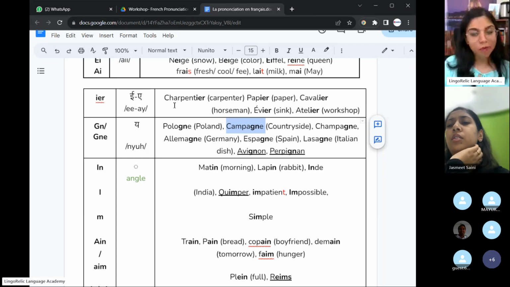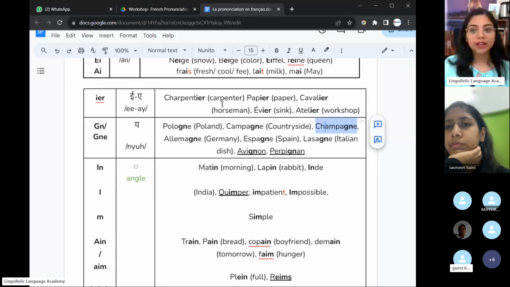Compagnie. Yes, Campagne. It has the "nye" sound. Campagne is the countryside. Next one. This should be Champagne. Yeah, CH is the sound of sh. So Campagne and then Champagne. Champagne is the champagne. Okay. Then next one. Allemagne. Allemagne is Germany. Okay. Next one.